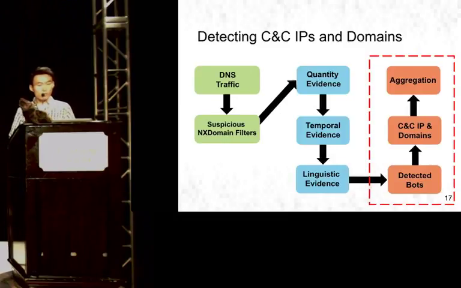Once we apply these filters and the three evidences, we are able to detect the bots and also a set of DGA NX domains. But we want to take one more step to detect the specific CNC domains and their IP addresses. Then we can share these results with more networks or institutions, and they can use them as a blacklist.